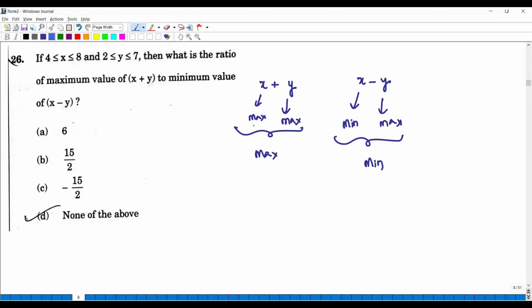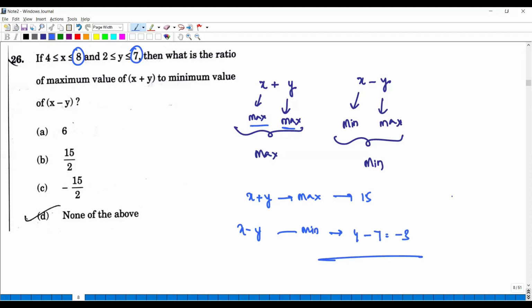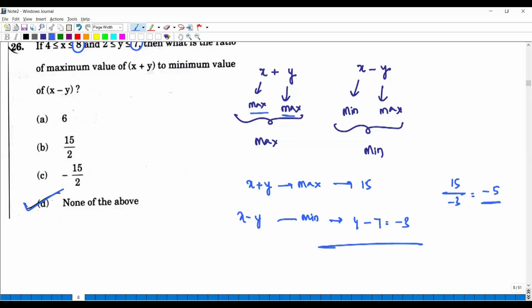So for both, you take max and max. The maximum value of x is 8 and y is 7, so the maximum value of x plus y is 15. For x minus y, the minimum value of x is 4 and the maximum value of y is 7, so it is -3. So 15 by -3 is -5. But -5 you can't find in the options. So the answer is none of the above.